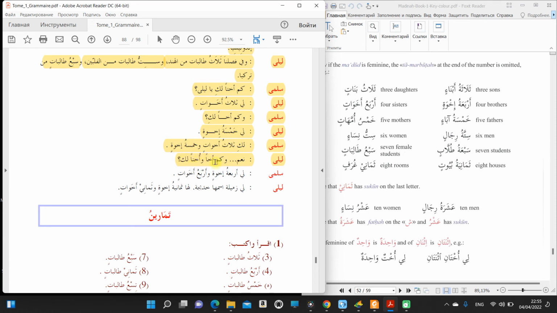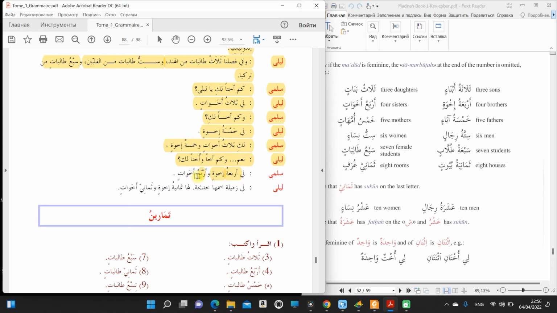And Salma is replying, Li arba'atu. The second Salma said arba'atu, you already know that she's going to talk about something masculine because ta marbuta is in its place, and therefore you already know that the ma'dud is going to be masculine. And it's ikhwatin. I've got 4 brothers.